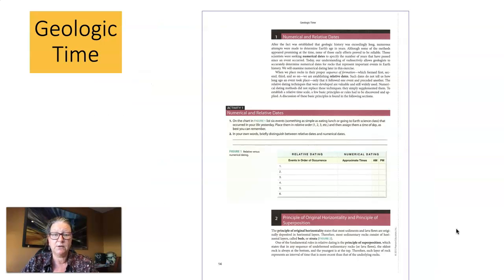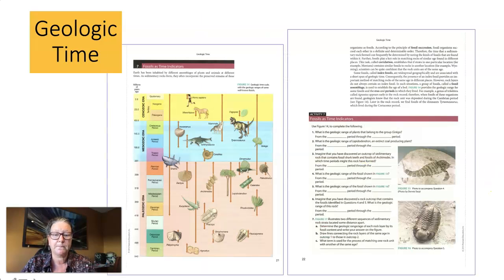So the first thing you're going to do in this lab is on page 14, and it's activity 1. And please notice that I did not assign everything. I know I already said that, but you really don't want to do more than you need to on this lab. Okay, so activity 1 is just this page here, these two problems. And when you read it, you'll see pretty clearly that it's asking you to put a number of events in relative order and then assign them a numerical date. So that's pretty straightforward.